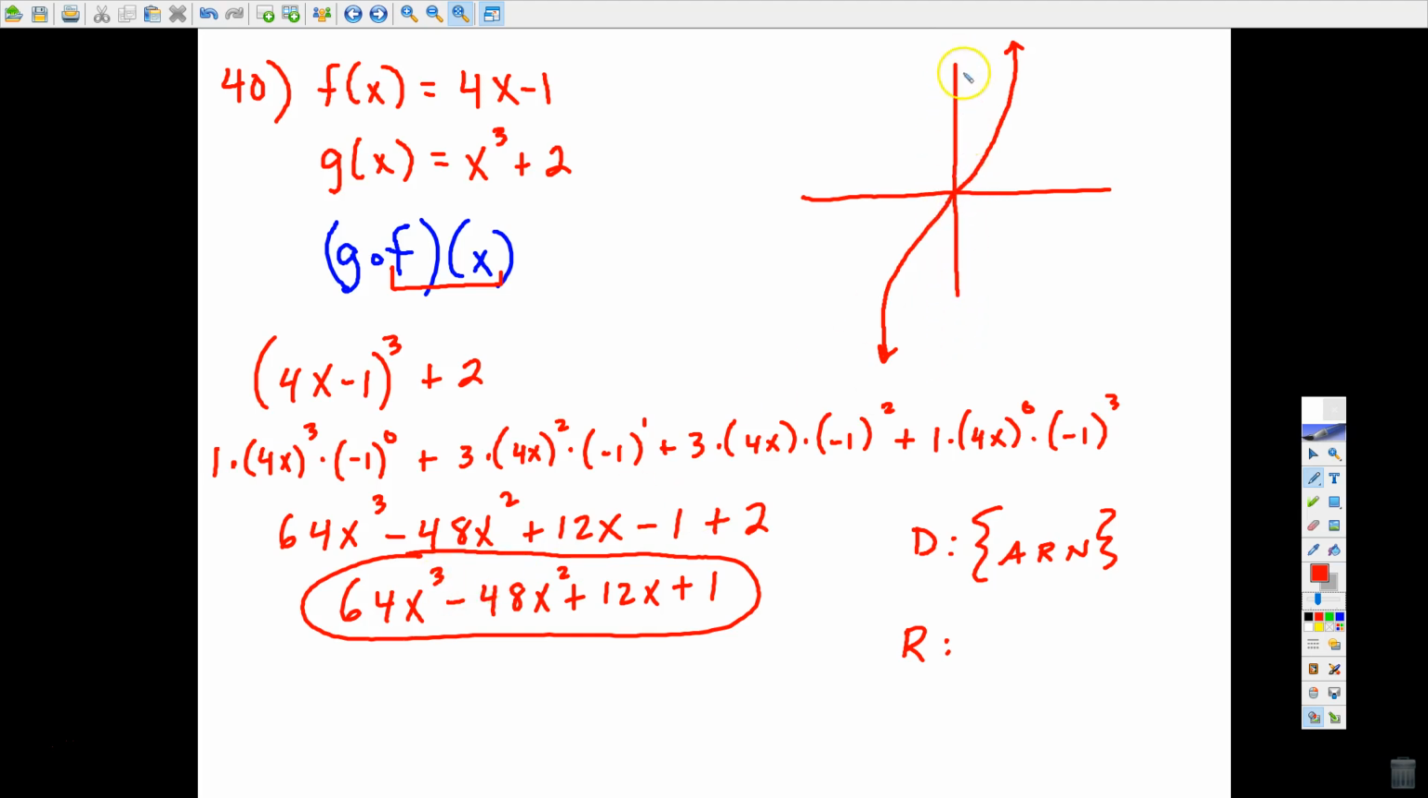The range will also be all real numbers, and you can tell just by the way the graph is heading, forever up, positive, and then forever down. All of the y-axis numbers will be involved in this graph. So that will also be the range for this. The range will also be all real numbers for number 40. So that's the complete answer for number 40.